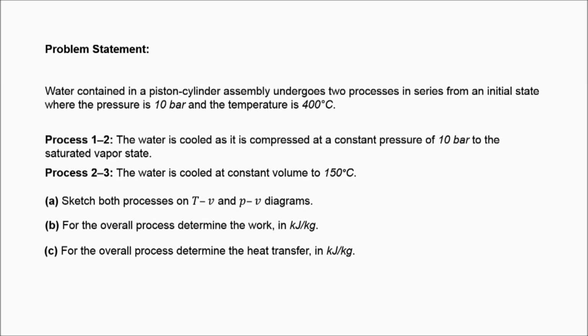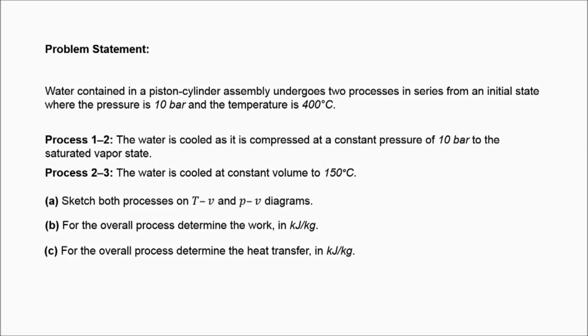Let's look at the problem statement as given to us. Water contained in a piston cylinder assembly undergoes two processes in series from an initial state where the pressure is 10 bar and the temperature is 400 degrees C. Process 1 to 2, the water is cooled as it is compressed at a constant pressure of 10 bar to a saturated vapor state. And process 2 to 3, the water is cooled at constant volume to 150 degrees C.